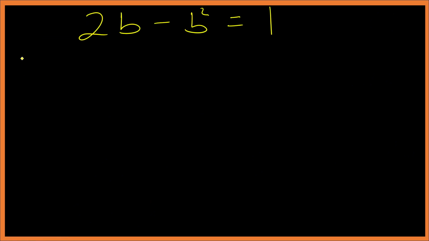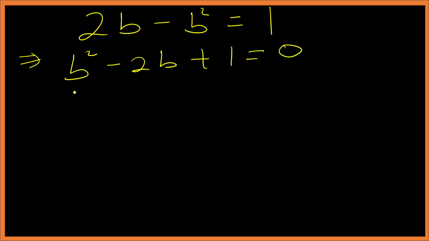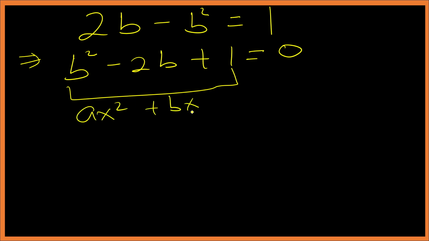So this one is a quadratic. Let's arrange it by sending everything to the other side. So we have b squared minus 2b plus 1 equals 0. Let's compare this one with the general quadratic equation, ax squared plus bx plus c equals 0. So a is 1, b is minus 2, c is 1.